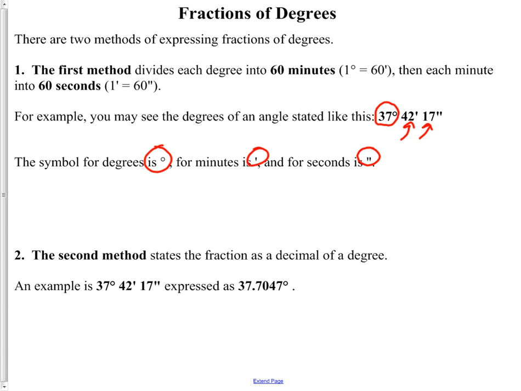All right, so you could also write it as a decimal. And this is equal to this. 37 degrees, 42 minutes, and 17 seconds converts to that decimal. It's my job to show you how.